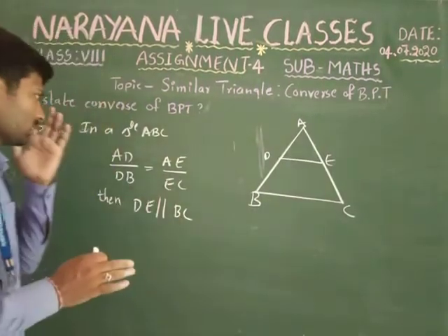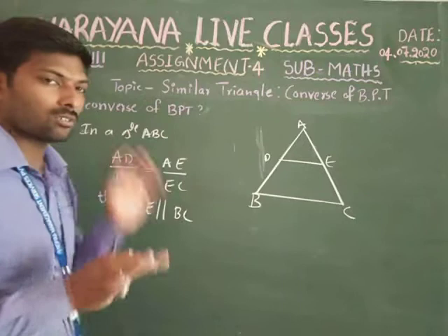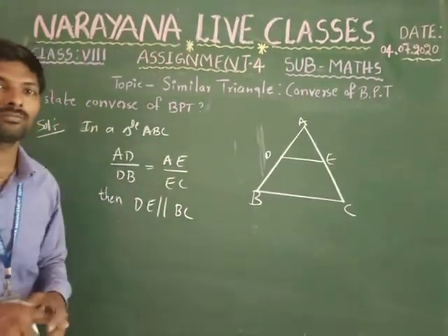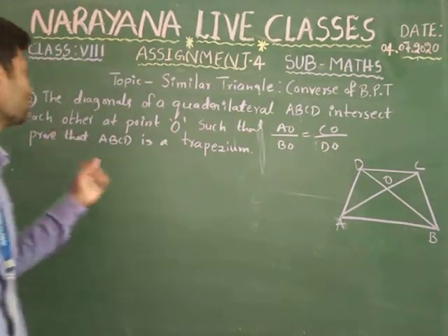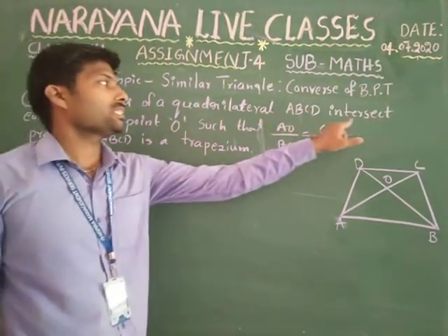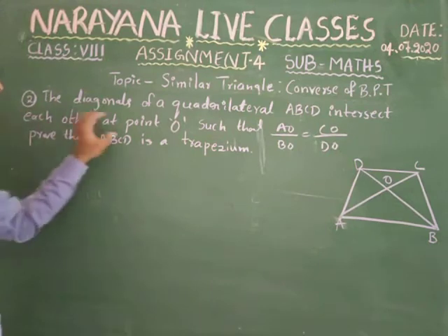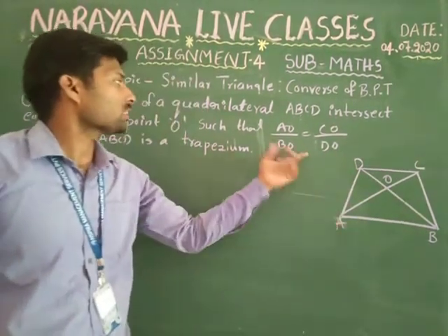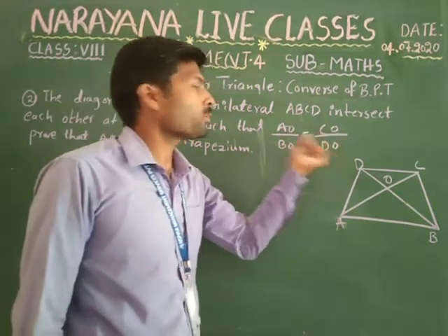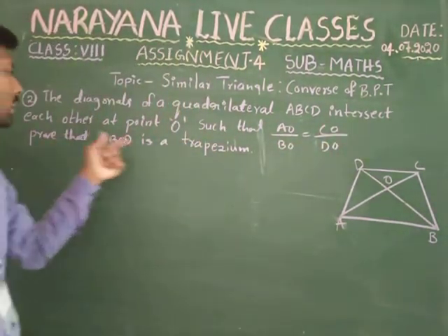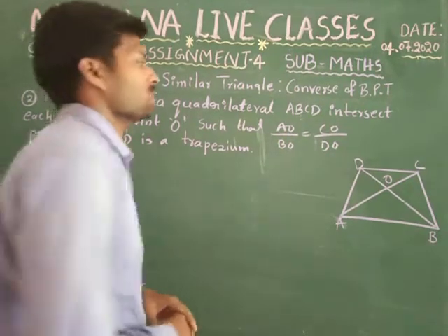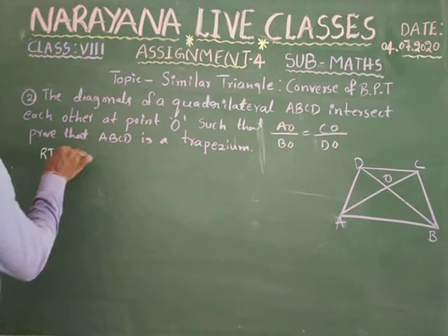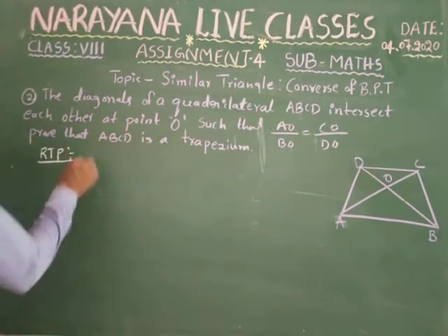So today let's discuss a few more applications related to the converse of the basic proportionality theorem, as the second, third and fourth questions. The second question: the diagonals of a quadrilateral ABCD intersect each other at point O, such that AO by OB is equal to CO by OD. Prove that ABCD is a trapezium. In order to prove this, first we take what is required to prove, RTP: ABCD is a trapezium.